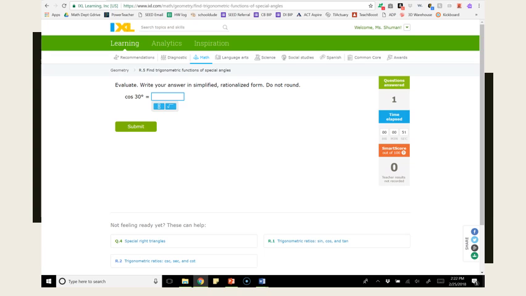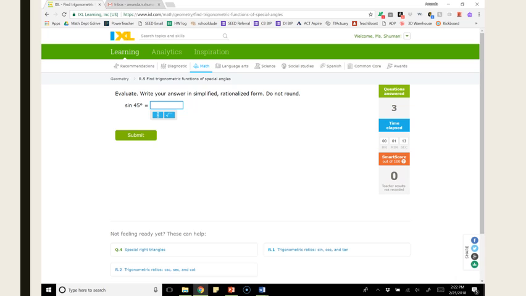Now remember, our special angles are part of our 30, 60, 90 degree triangles and our 45, 45, 90 degree triangles. So if we see any of those special angles, we know that we're working with one of our special triangles. Now this one says sine of 45, so our sine of 45 is one of our special right triangles.